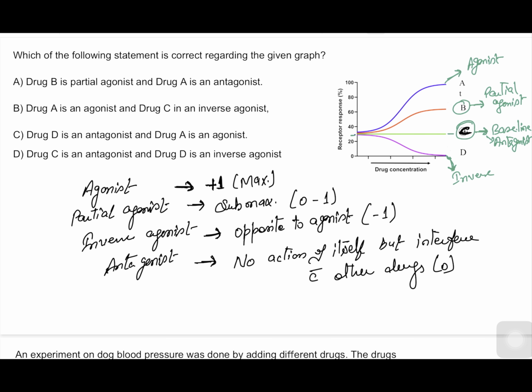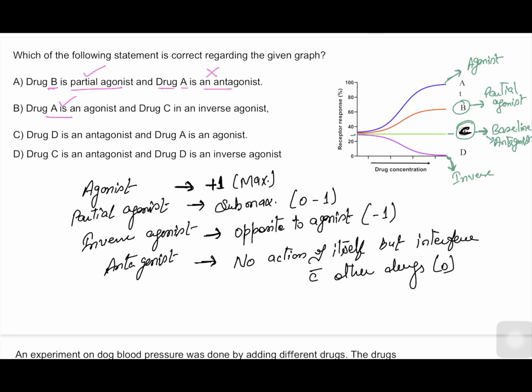So first option is saying drug B is partial agonist, drug A is antagonist. So drug B is partial agonist, correct. Okay, this statement is correct. Drug A is antagonist, no, this will be incorrect. So this is not the correct option.